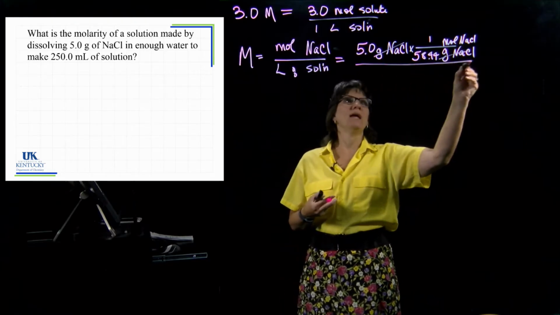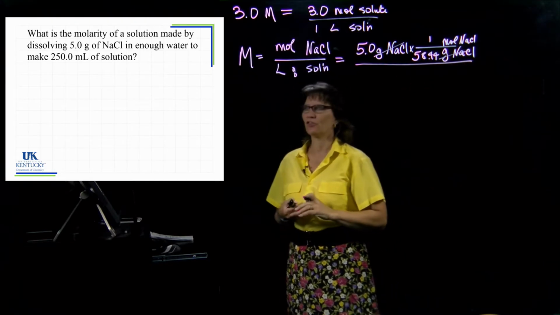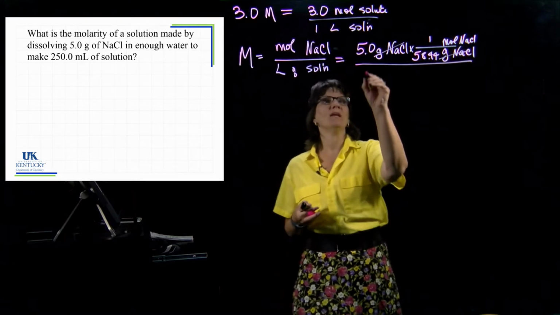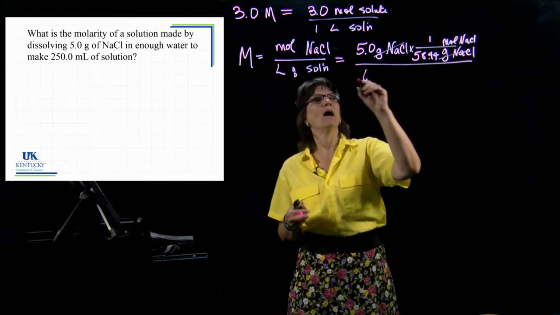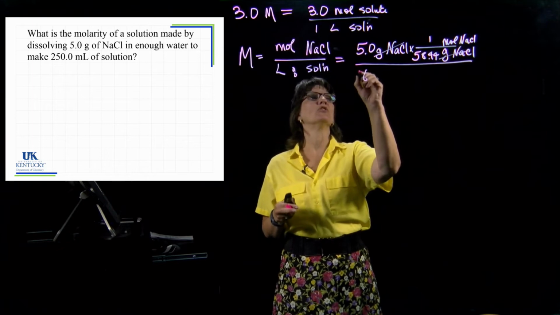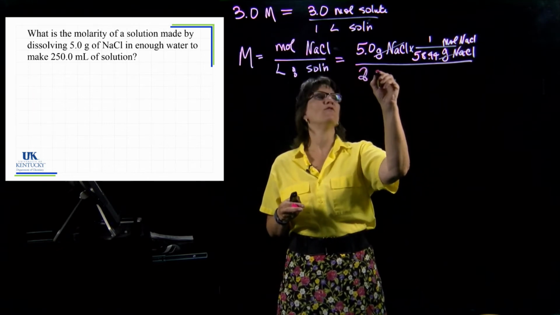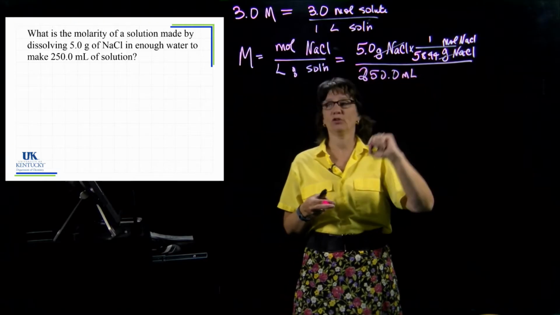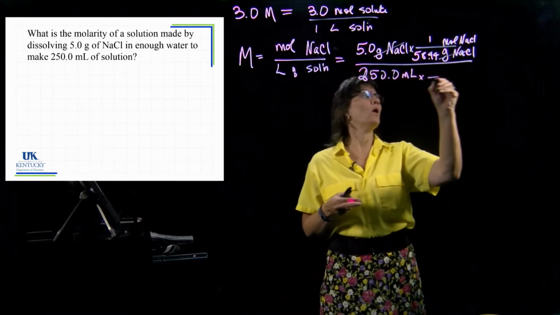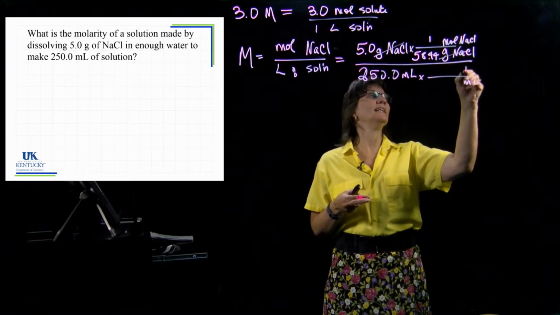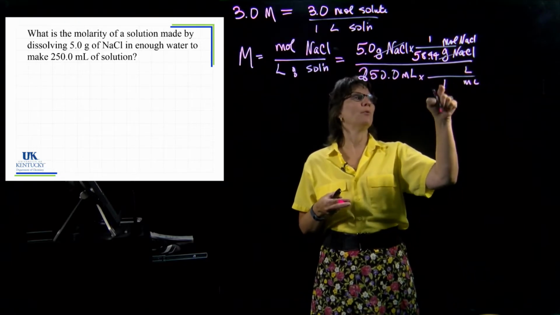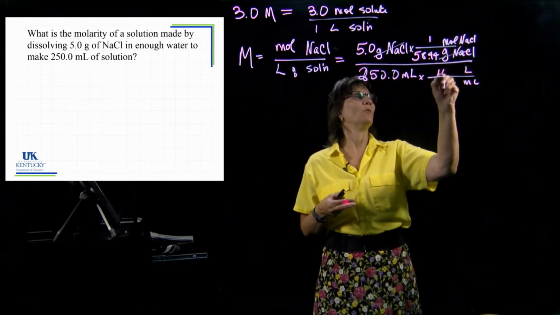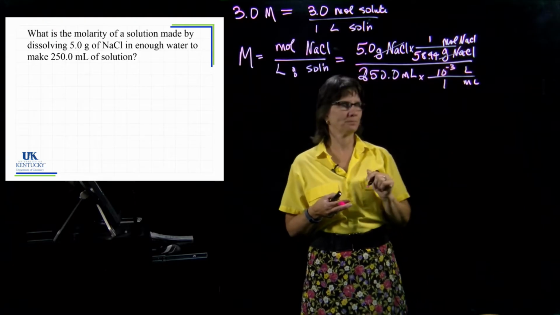And in the denominator, they didn't give me liters of solution. What they gave me was milliliters of solution. So that's 250.0 milliliters of solution, but I don't want milliliters, I need liters. So milli, I put a 1 with a prefix and what it means with the other.